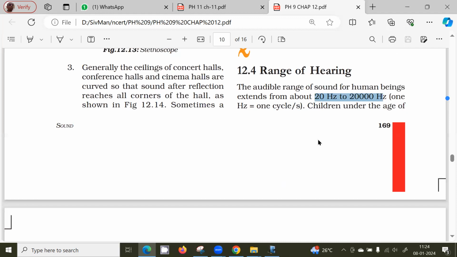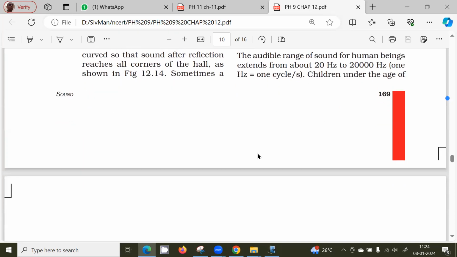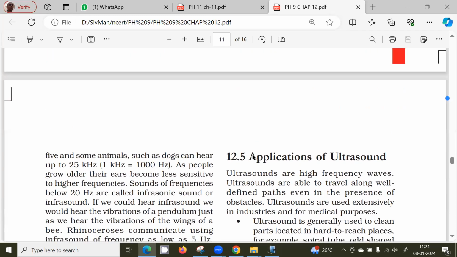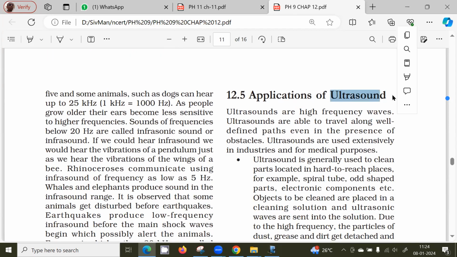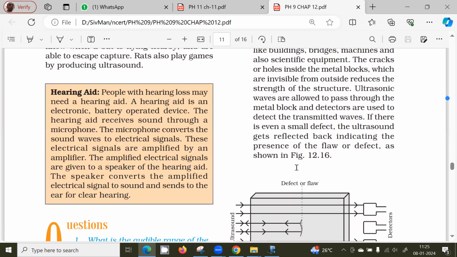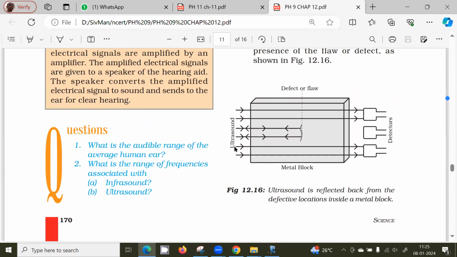There are some animals like bats which can produce frequencies which are beyond this range, so that we cannot hear. What about ultrasound? Ultra means the frequency is higher. Higher frequency waves can get reflected better. So I can use ultrasound to detect if there is any fracture inside a metal block.